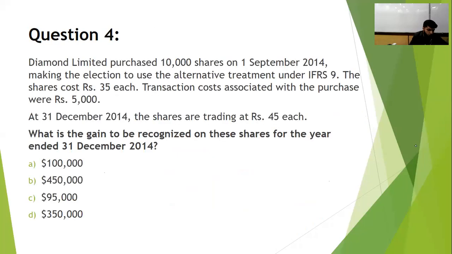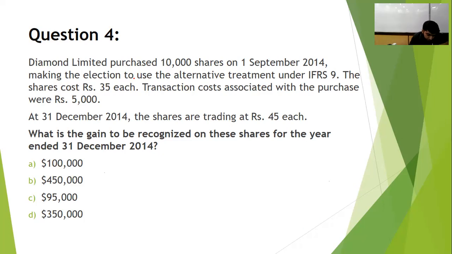Okay, let's move on to question number four. Again, we have a question: Diamond Limited Company purchased 10,000 shares on 1st September 2014, making the election to use the alternative treatment. Is there anyone who could identify which method we are going to opt for in this question?